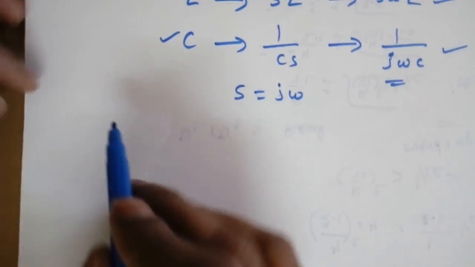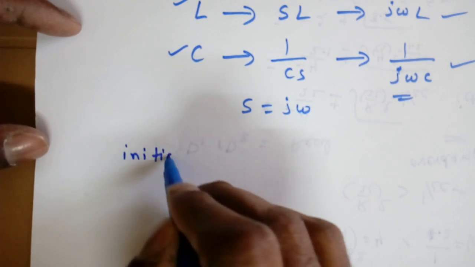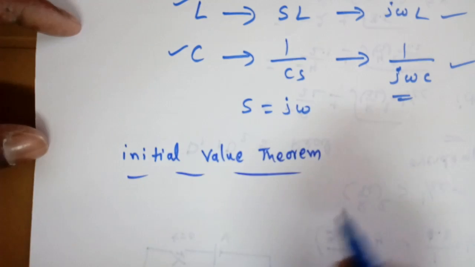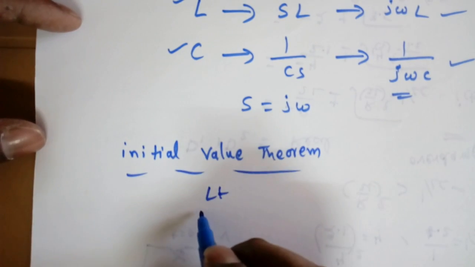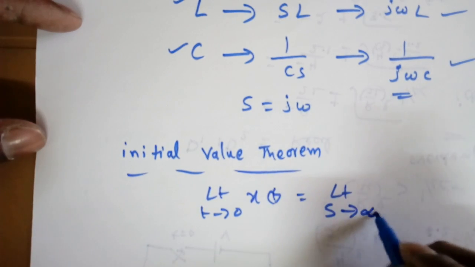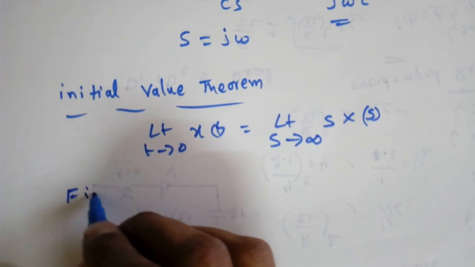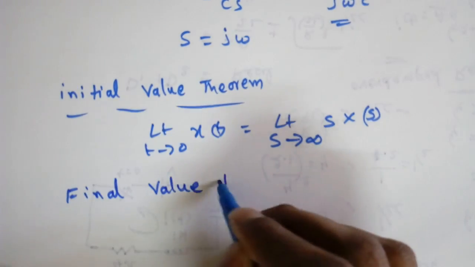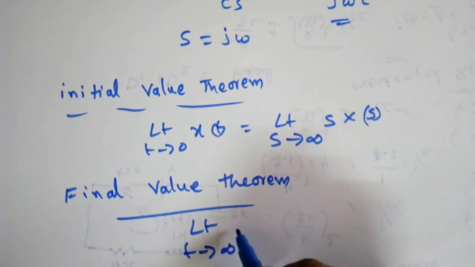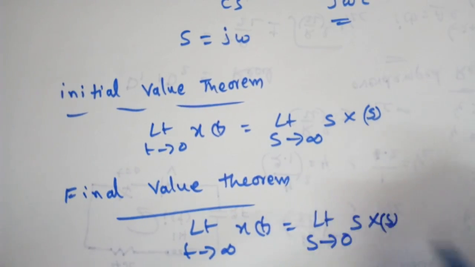Now there are two more properties of the Laplace transform: the initial value theorem and the final value theorem. It's a very simple one. Initial value theorem means if I want to find the limit as t tends to 0 of x of t, it will become the limit as s tends to infinity of s into X of s. Similarly, the final value theorem: if I want to find the limit as t tends to infinity of x of t, it will become the limit as s tends to 0 of s into X of s.